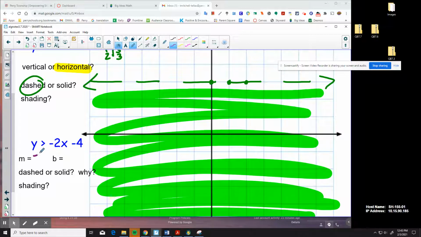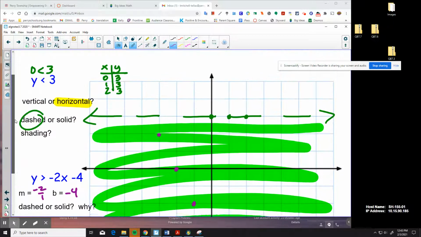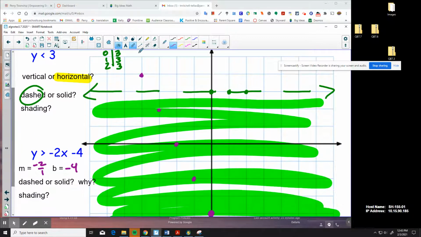So my slope here is -2/1, and my b is -4. So I go down 4, put my dot, and then down 2, right 1, or I can also go up 2, left 1. I'm going to go clear across the graph, and it is also a dashed line.